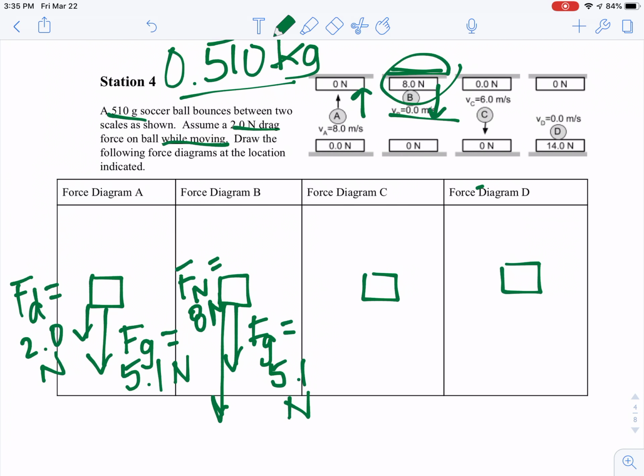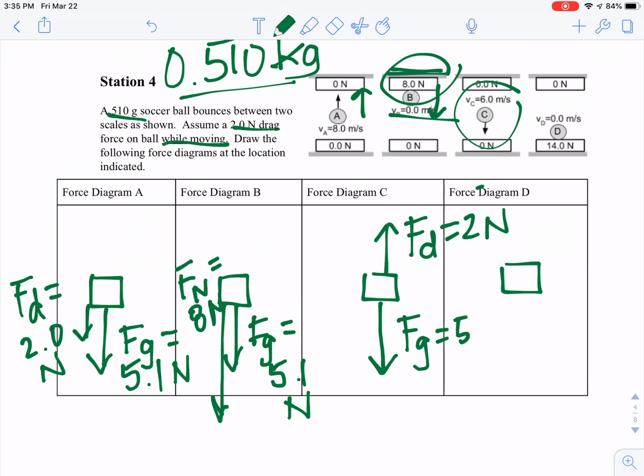The next one, we've got nothing reading on the scale. We've got it moving, and it's moving down, so F drag is going to be up. Our FD equals 2 newtons. I'm going to have to erase that when I go on to the next one. And then going down, we've got our FG of 5.1. Nothing's being applied. There's no normal force, not touching anything, so we are done with that.